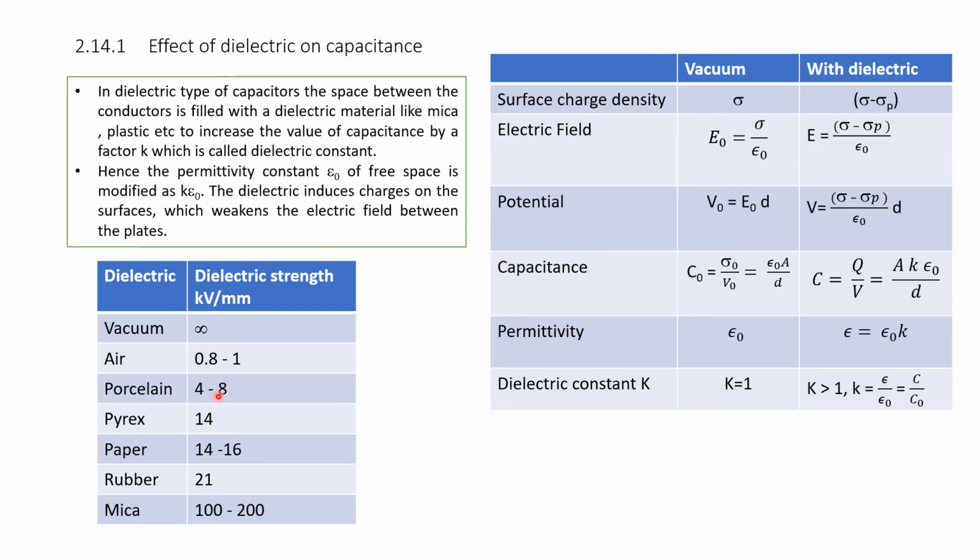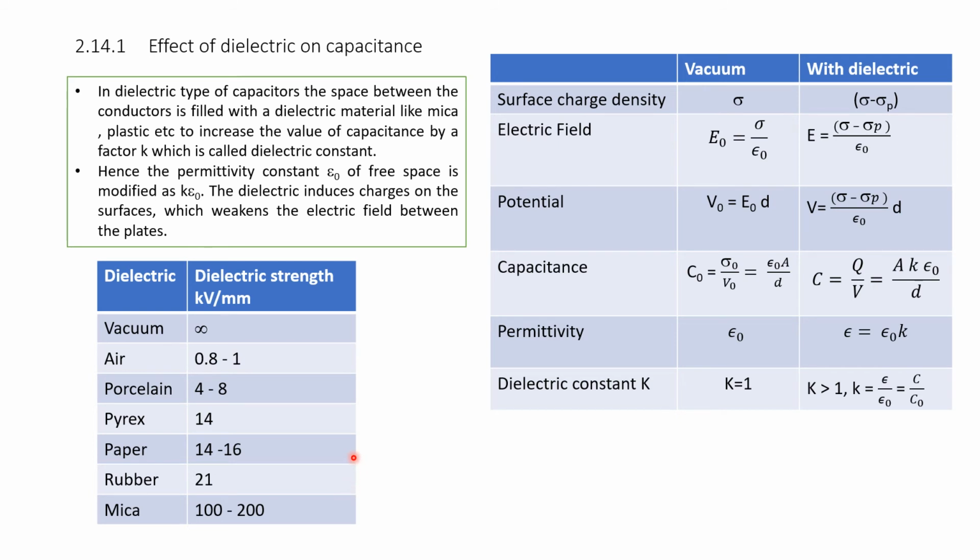Porcelain is 4 to 8. And for pyrex material, the dielectric strength is 14. For paper, the dielectric strength is 14 to 16. For rubber, it is 21. And for mica, the dielectric strength is 100 to 200 kilovolts. So mica is a very good dielectric material which can withstand high voltage, up to 100 to 200 kilovolts per mm.